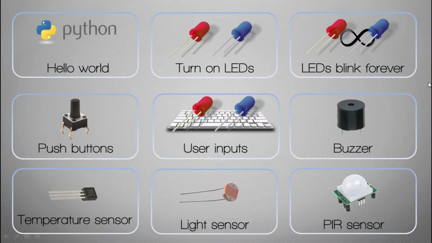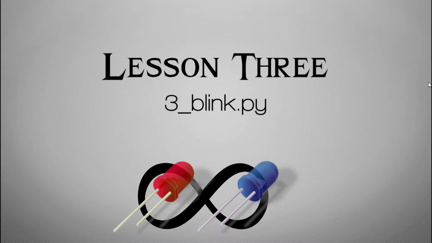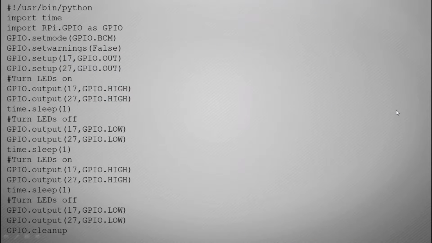So this is the third video and we're still using the LEDs. What we're going to do is make our LEDs blink forever. So we're going to start with just making them blink on and off. We have the same LED setup that we did before.